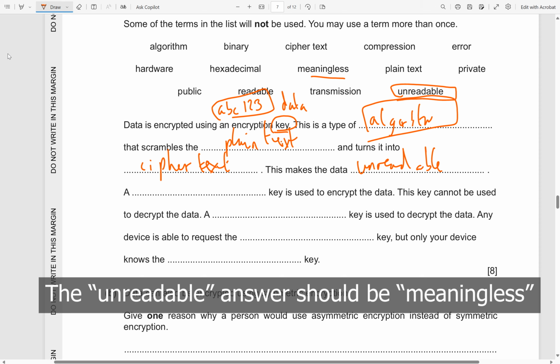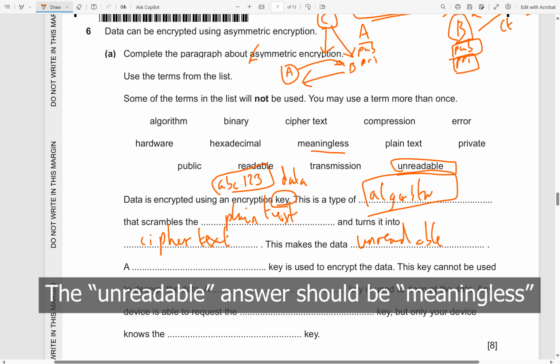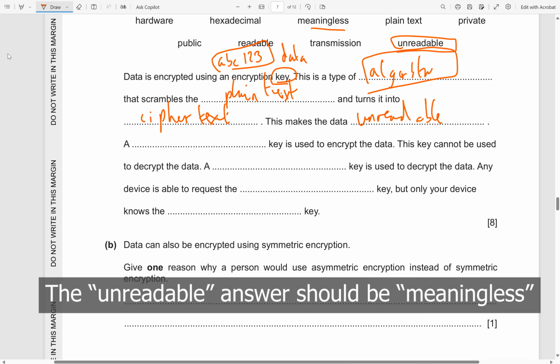A something key is used to encrypt the data. Again, because we're talking about asymmetric encryption, to encrypt, that's going to be a public key. In particular, it's actually going to be the receiver's public key. This key cannot be used to decrypt the data. Instead, a something key is used to decrypt the data. That's going to be the private key.